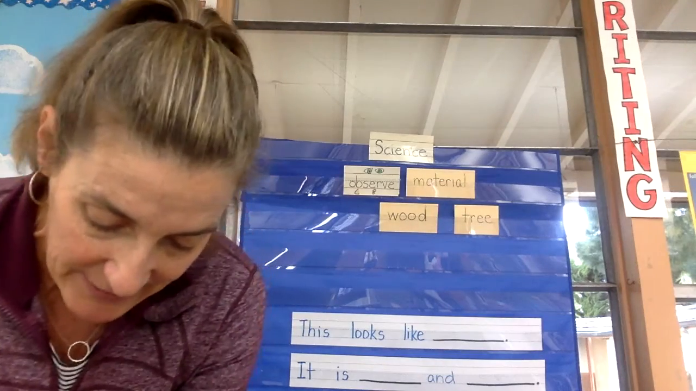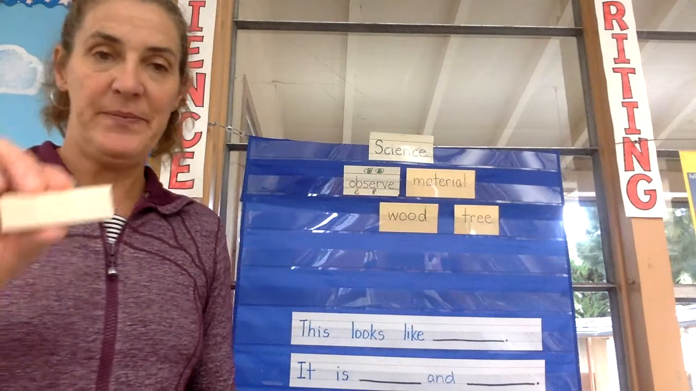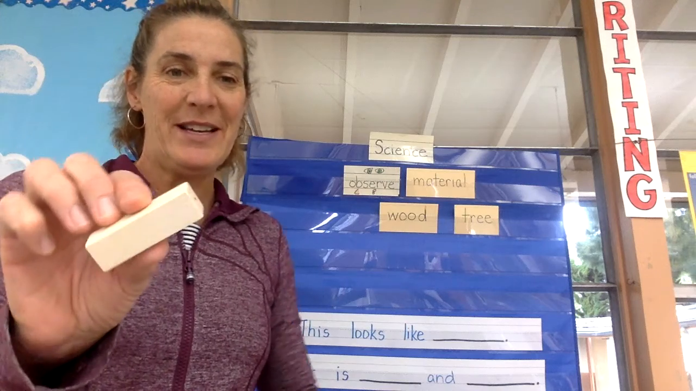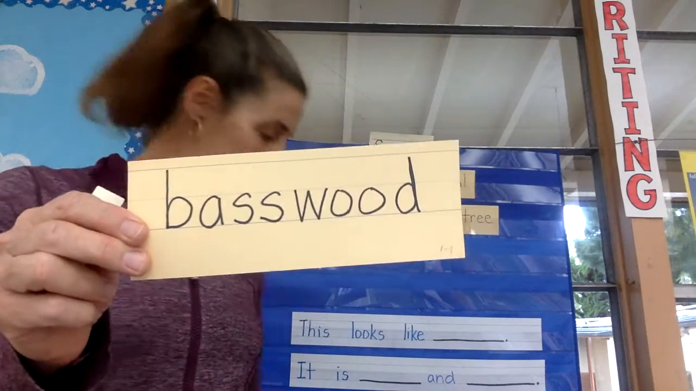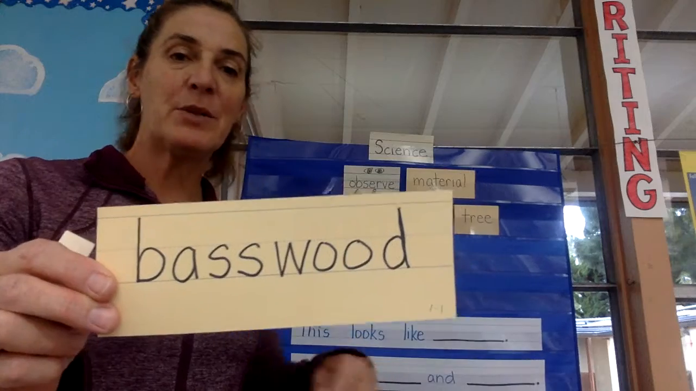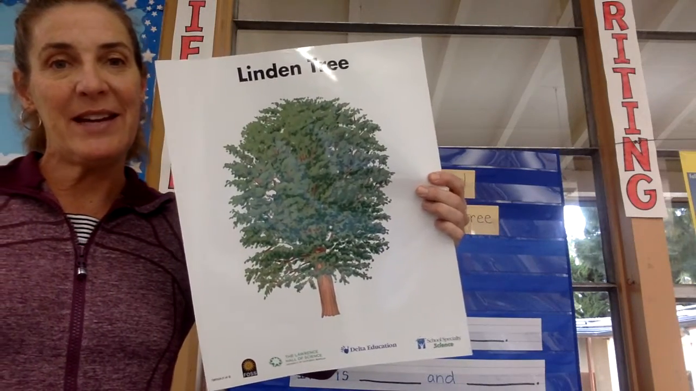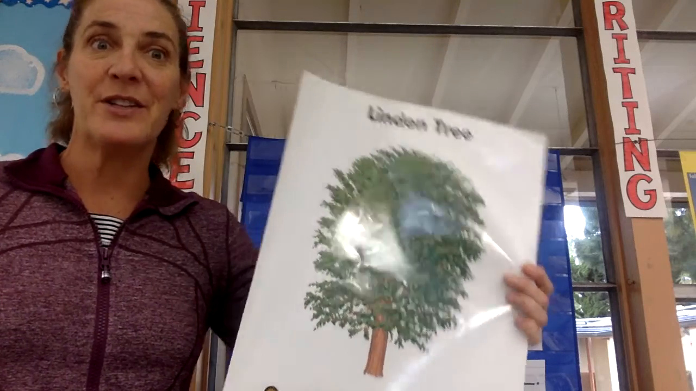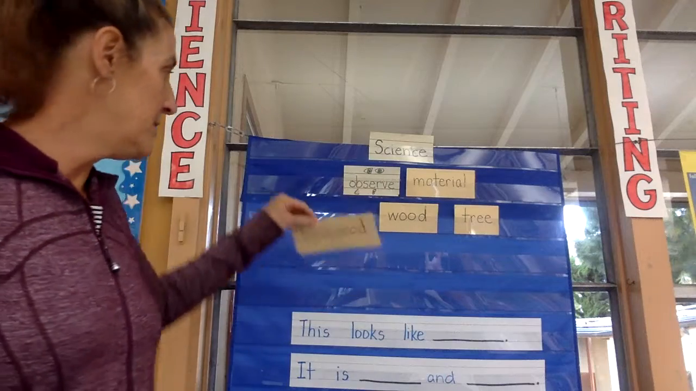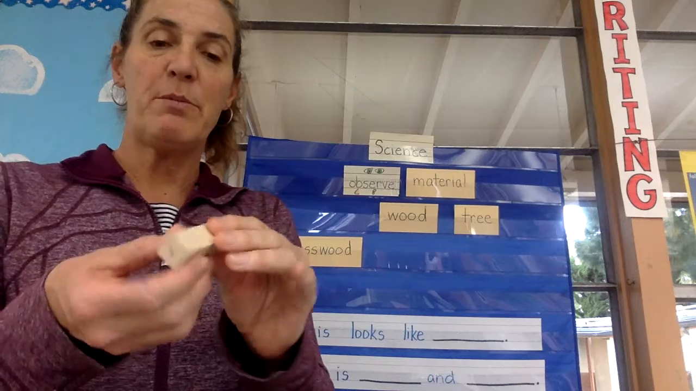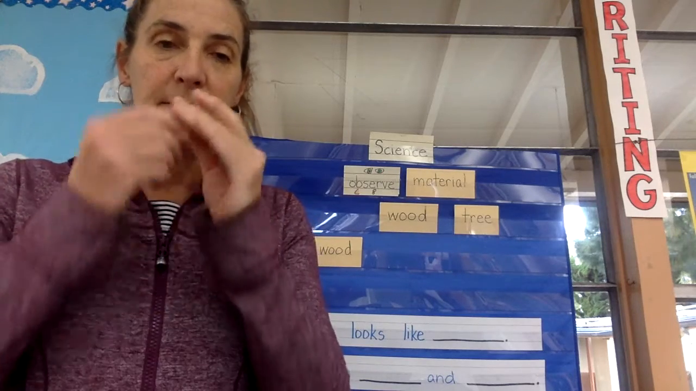Now, this right here, it has a little black dot on the end to help you know which one, is called basswood. Basswood comes from a linden tree. Okay, we'll be learning about that during our science time. Basswood comes from a linden tree. Everyone say basswood.